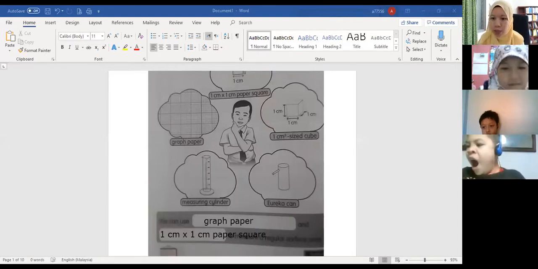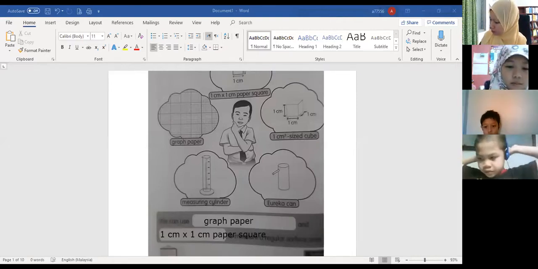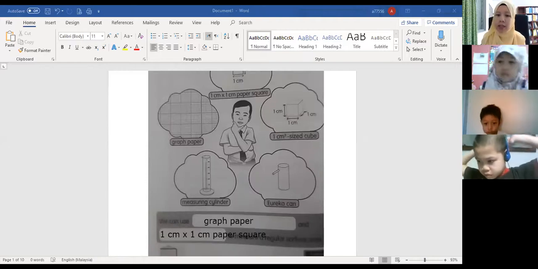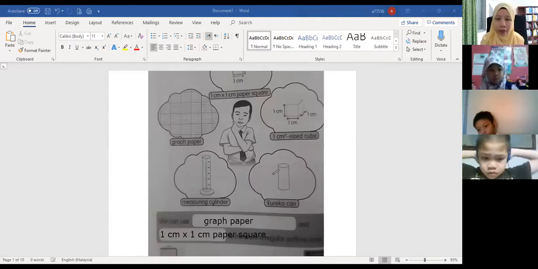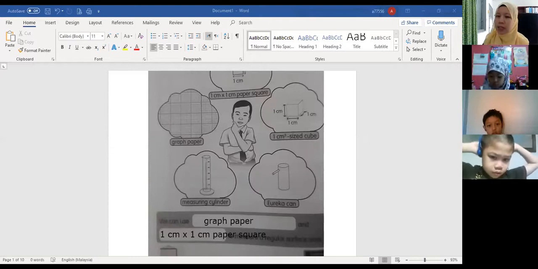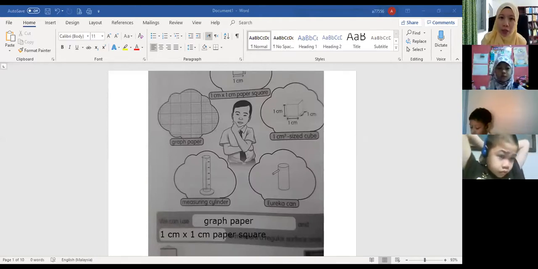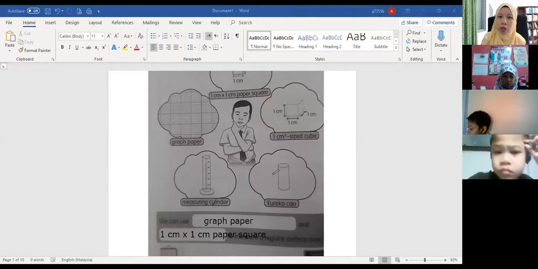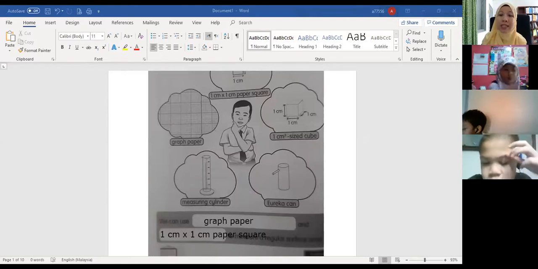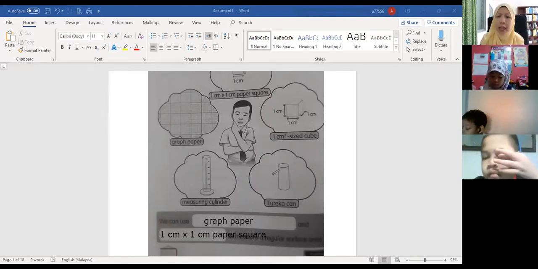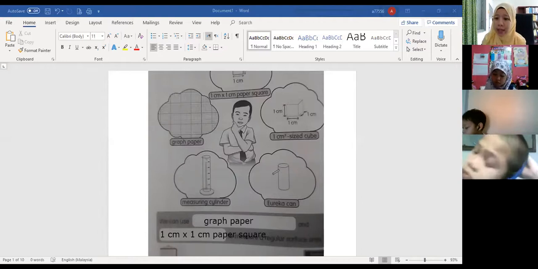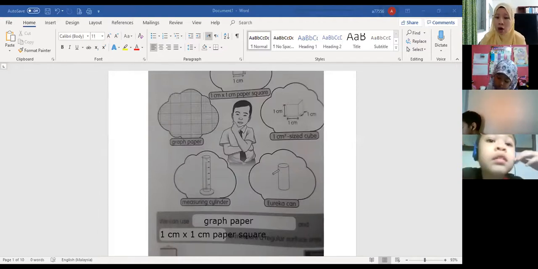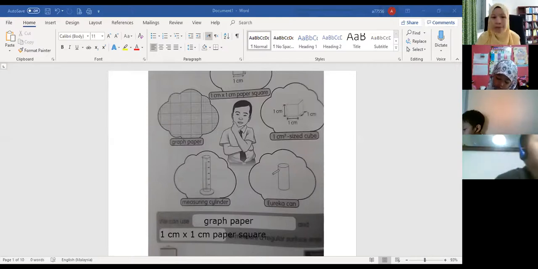Next. Let's move to page 55. Okay, this is your homework. Maybe you can do it with your parents' guidance because you have to use scissors. Maybe you can do this exercise with your parents because you have to use scissors on page 53.